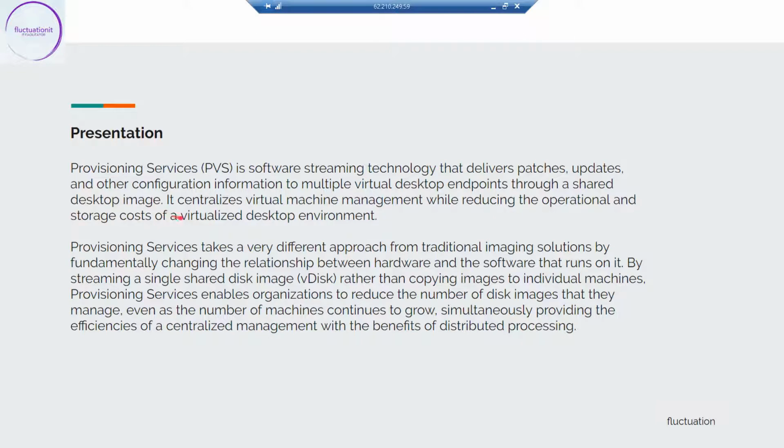PVS takes a very different approach from traditional imaging solutions by fundamentally changing the relationship between hardware and software. So this is the first advantage. So the idea is that it will stream a single shared disk image. The name is vDisk, rather than copying an image to each individual machine.